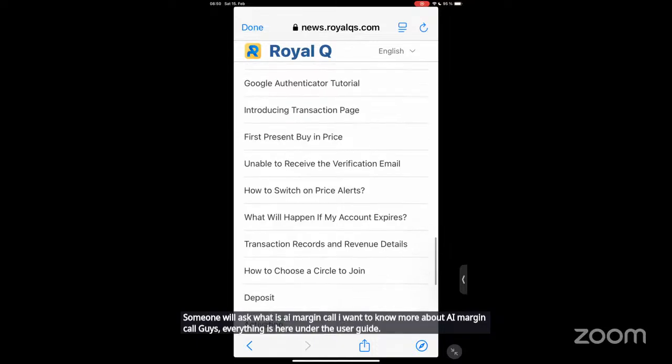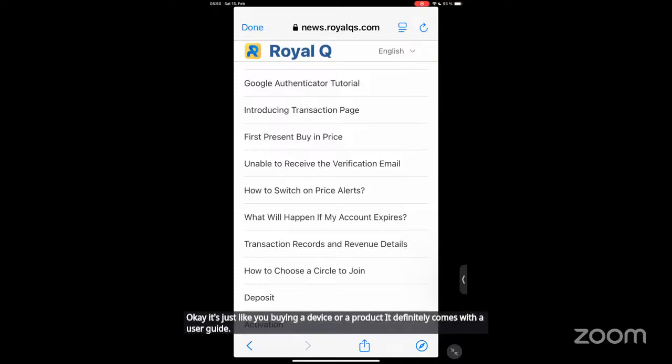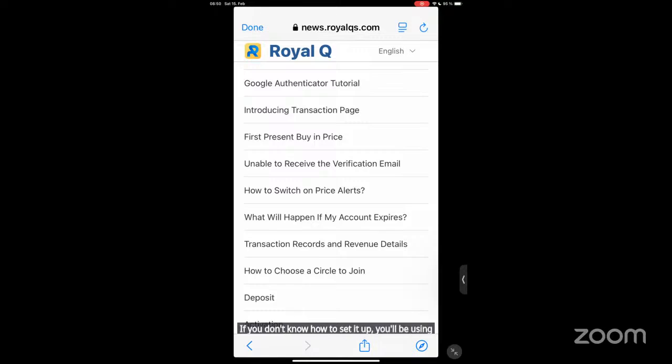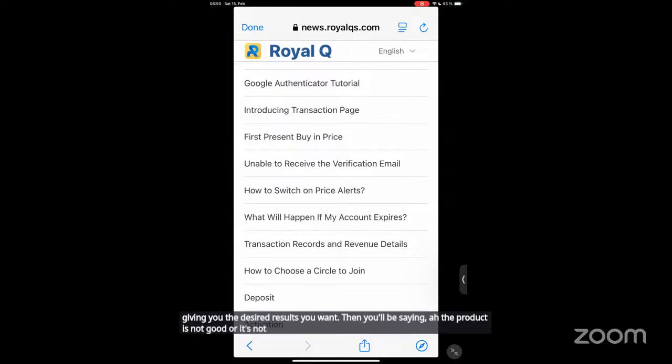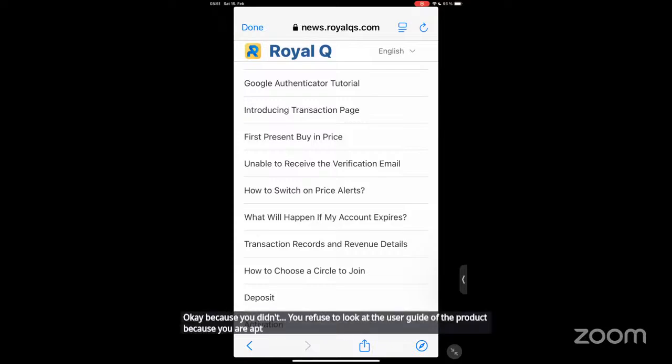It's just like buying a device or a product. It definitely comes with a user guide. You have to know how to set it up. If you don't know how to set it up, you'll be using it and it will not be giving you the desired results you want. Then you'll be saying, the product is not good. It's not nice. I don't like it at all. Meanwhile, you didn't set it up well, because you refuse to look at the user guide of the product because you are like, it's just an electric iron, I know how to use it.